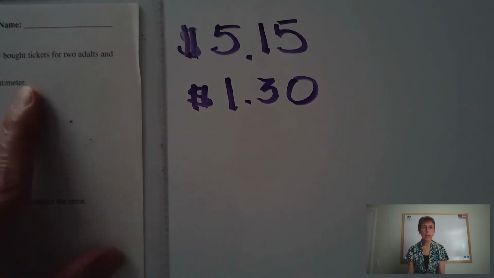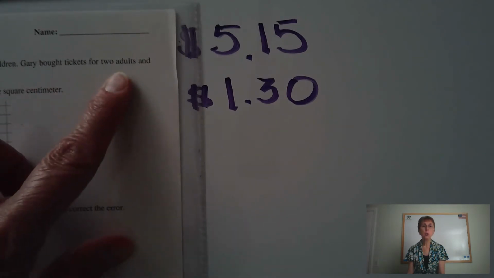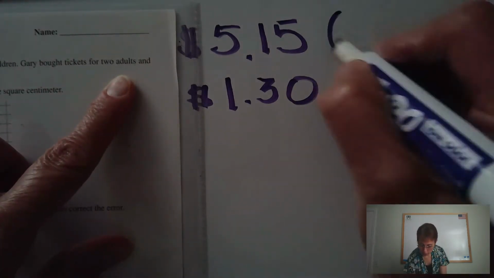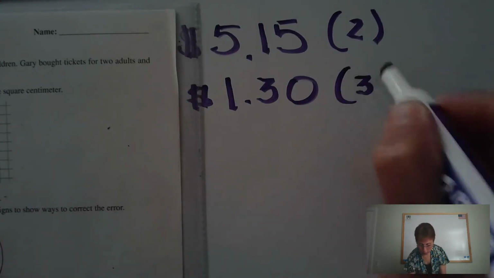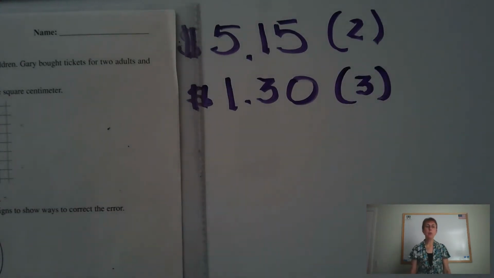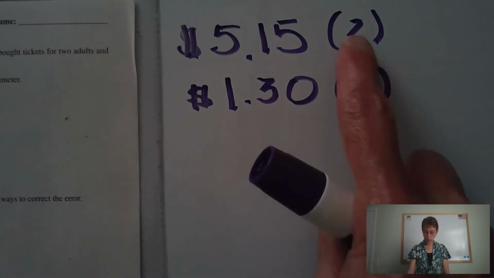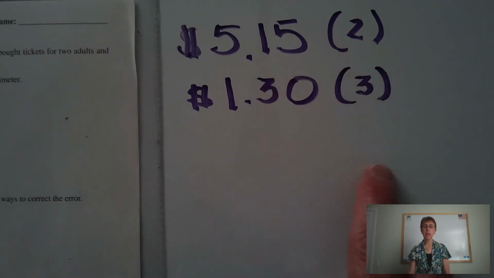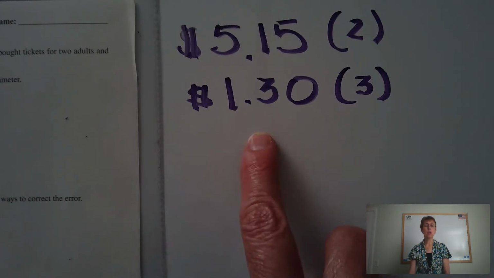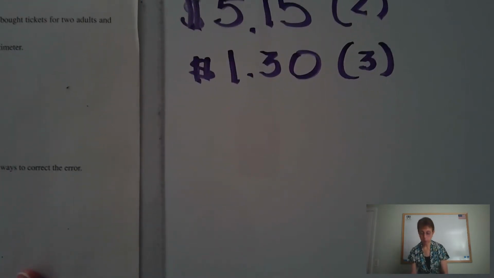Now it said that Gary bought tickets for 2 adults. So that's 2 adults and 3 children. Altogether, how much did the tickets cost? So now we know that he bought 2 adult tickets. Each ticket cost $5.15. And he bought 3 children's tickets, and each one cost $1.30. So now we can use that information to solve the problem.